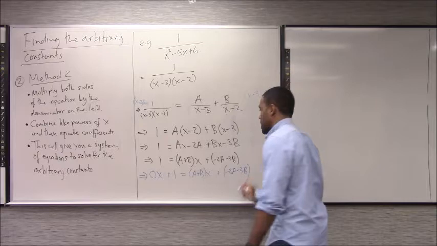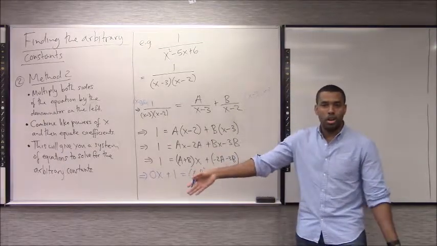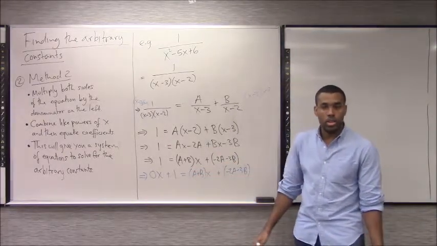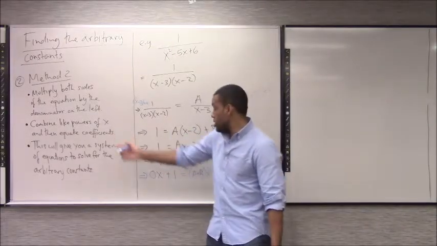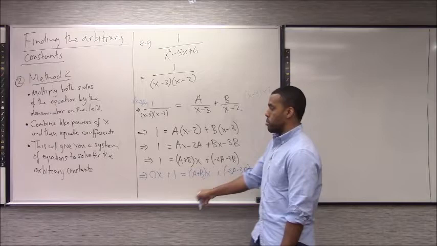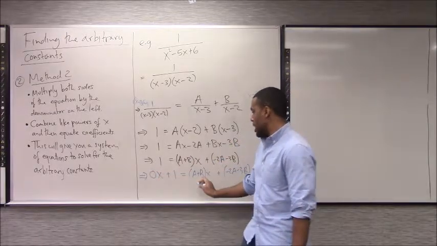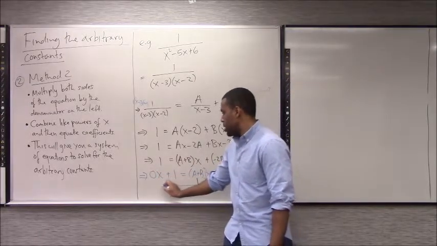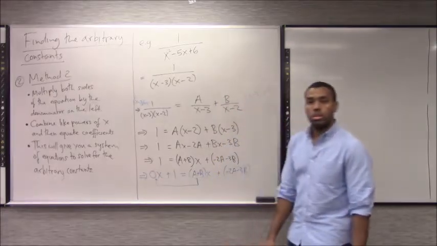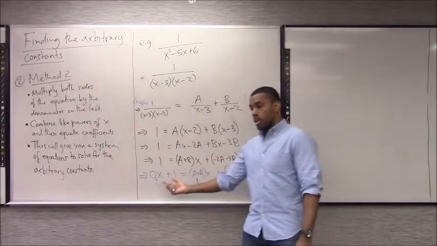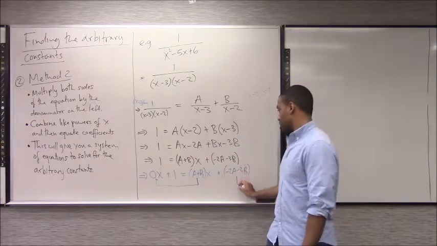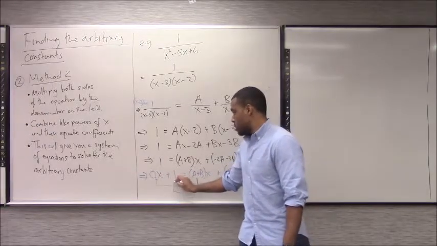Now in order for these sides to be equal, the number of x's on one side needs to be equal to the number of x's on the other side. Which is what equate coefficients means. The coefficient of x on this side must be equal to the coefficient of x on that side. So that means that a plus b must be equal to 0. The constant term on this side must be equal to the constant term on that side. So that means that minus 2a minus 3b must be equal to 1.